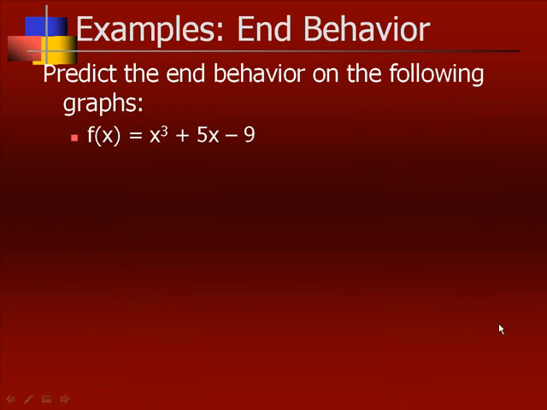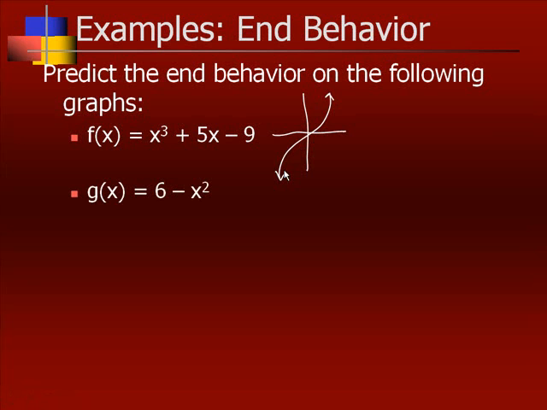Now let's see if we can predict the end behavior on the following graphs. It's an x to the third. That's an odd power. One goes up, one goes down. Because it's a positive coefficient, we know it's going to go something like this.